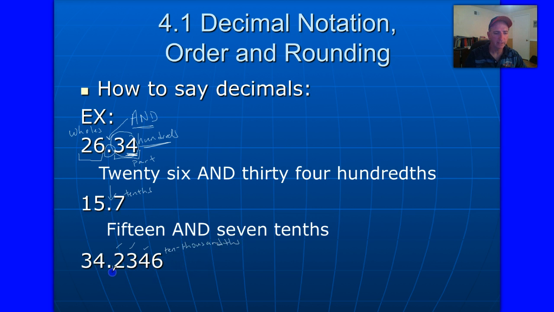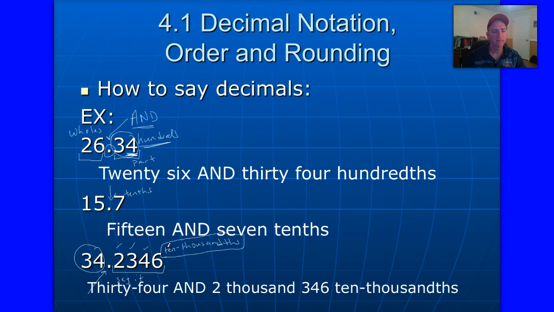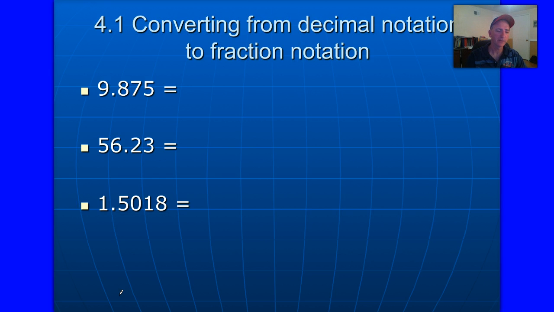So what we would do is we would read this number. For that, it would be 34 and, then you would just say the number: 2,346 ten thousandths. And that's how you actually say that value. 34 and 2,346 ten thousandths. Okay? So that part, you recognize this place value, tag that on the end after you just read the number left to right. Okay? So hopefully you'll be able to pick that up quickly.